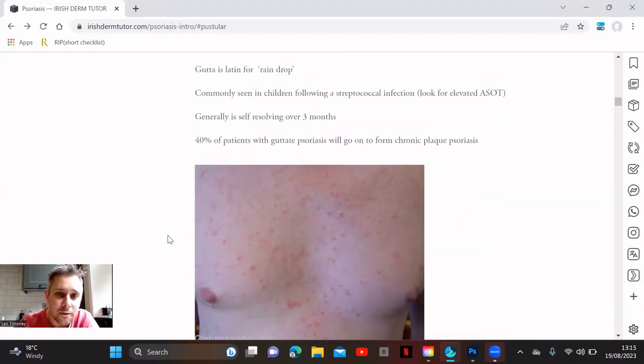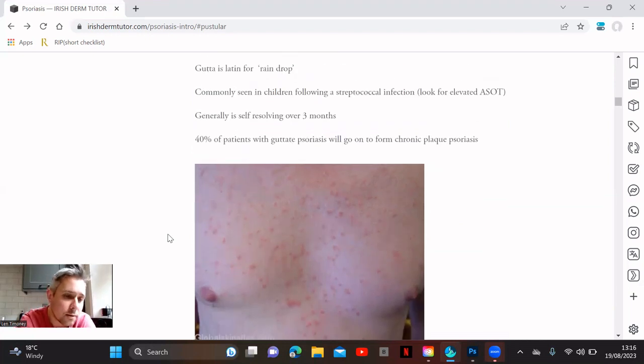Really, because it's self-resolving, treatment can simply be symptomatic. So you might give just regular emollients and maybe a moderate topical steroid to help with that. And if it's persistent or very itchy, you could book them in for narrowband UVB treatment, which can help as well.